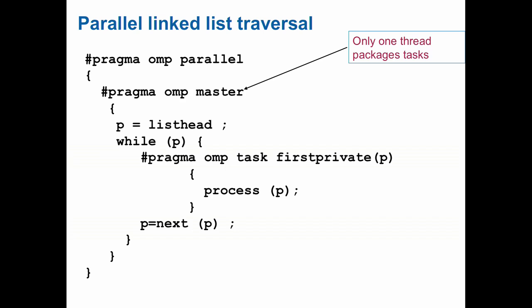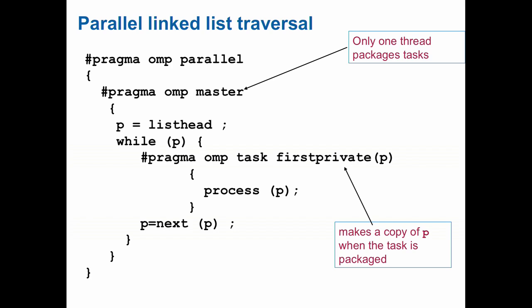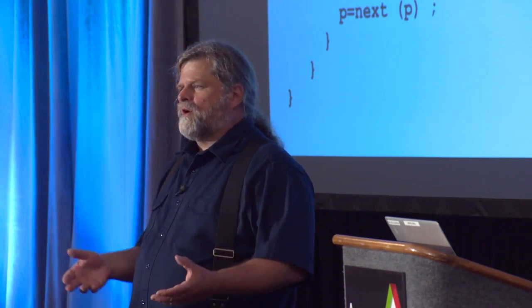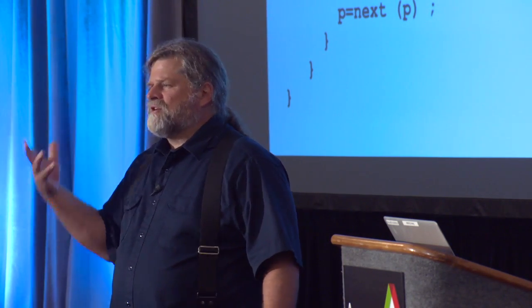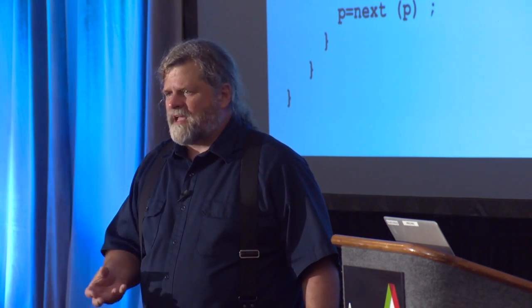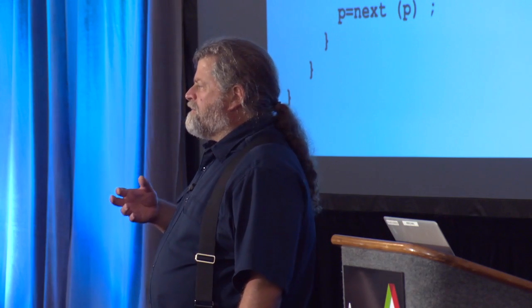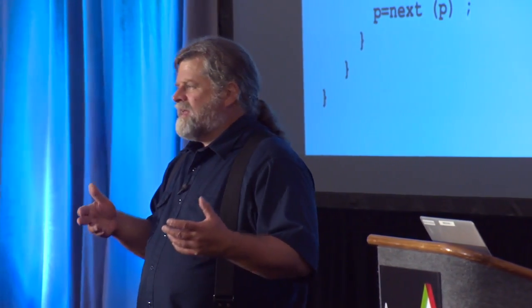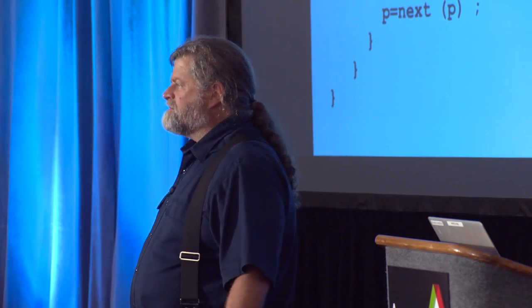So only one thread packages the tasks, okay? I make a copy of p when the task is packaged. Now think about it. I have a list pointer to something. I don't care, but it's a body of work that I'm going to be able to work off of when I process that item on the list. I need to capture its value at the time the task is created. And when we were sitting around at the meetings defining OpenMP, people were like, well, we should add a capture clause or some other clause. And I was like, wait a minute. It's exactly the same as firstprivate. Don't create new terms when we don't need them.